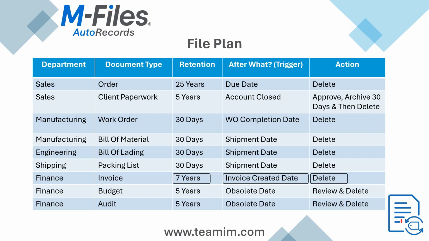You can see in some cases we may want to review the file prior to deletion, or perhaps we want to have someone approve the file for deletion, then archive it for 30 days before we finally delete it. Once we have added the action column to our file plan, we are finally ready to go into M-Files and configure records management to match the information.